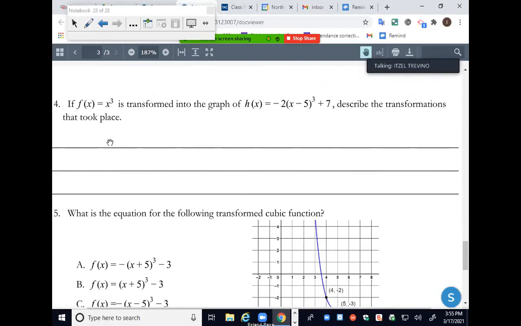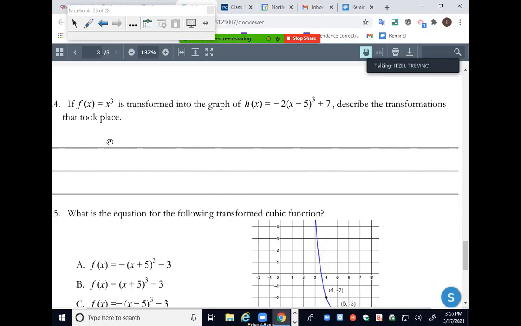So number 14 gives us the parent function. It says f of x is equal to x cubed. And it tells you it was transformed into h of x on the right. Describe the transformation. Either you'll have multiple choice or it'll be like 13 and 15. So I have h of x equals -2 times x minus 5 cubed plus 7.